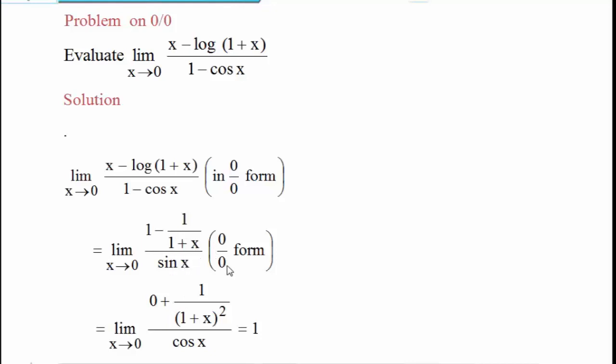So again we have to apply the L'Hospital rule. The derivative of the constant 1 is 0. The derivative of 1 upon 1 plus x is minus minus, plus 1 upon (1 plus x) whole squared, and the derivative of the denominator, the derivative of sin x, is cos x. If you replace x by 0, we get 1 upon 1 squared, that is 1, divided by cos 0. Cos 0 is always 1, so the answer is 1. So for this problem the limit is 1.